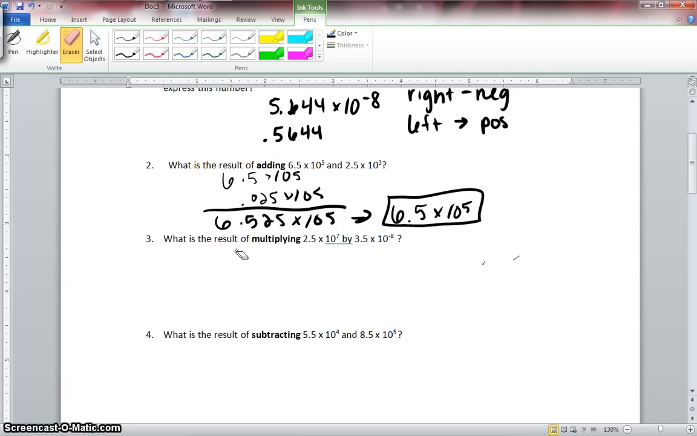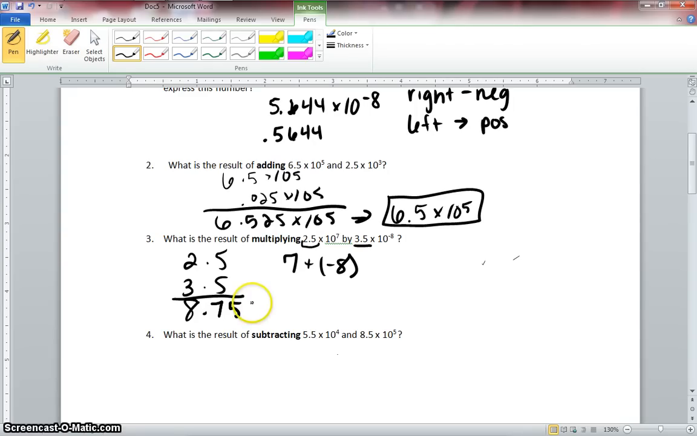Next one we're multiplying, and it says when multiplying 2.5 times 10 to the 7th by 3.5 times 10 to the negative 8. So what do we do? We go ahead and multiply these numbers, and then the exponents we actually add. So it's going to be 2.5 times 3.5, and then we're adding 7 plus a negative 8. So calculator, 2.5 times 3.5 is equal to 8.75, and then those added together is going to be times 10 to the negative 1.